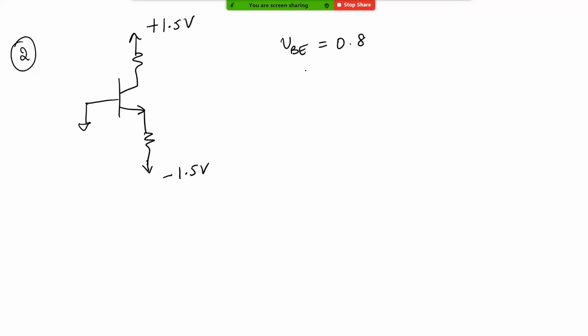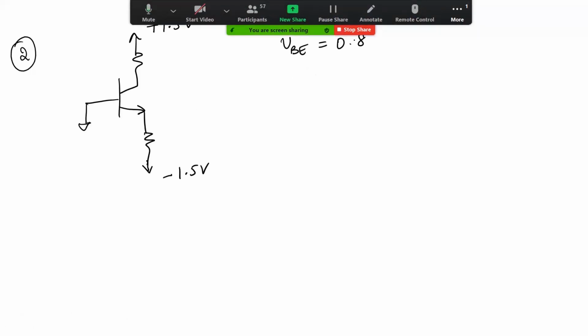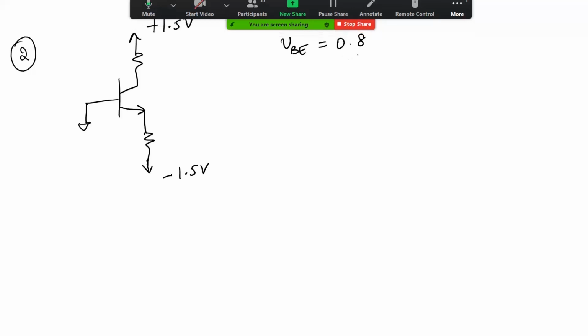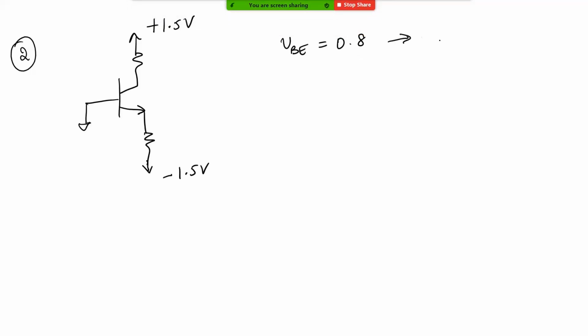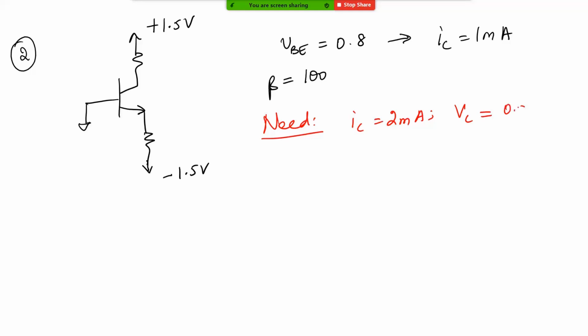So you have voltage scaling, and the performance also degrades a little bit, which means you need 0.8 volt for a current of 1 milliampere. Now assume beta to be 100, these are all the given information. So the same question remains: we need IC of 2 milliamp, VC of 0.5 volt, design RC and RE.